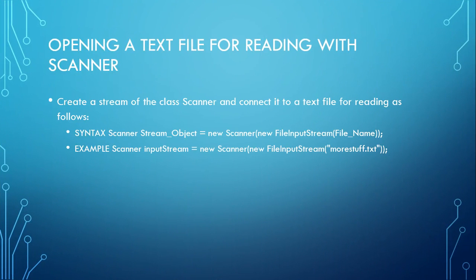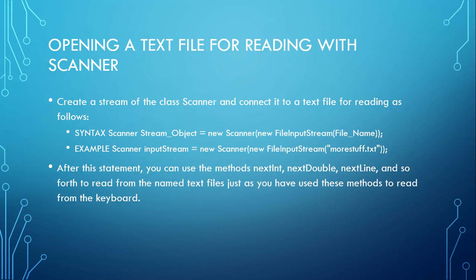If we talk about opening a text file for reading with the Scanner, what it does is create a stream of the class Scanner and connect it to a text file. The general syntax is: Scanner streamObject = new Scanner(new FileInputStream(fileName)). A quick example is Scanner inputStream = new Scanner(new FileInputStream("stuff.txt")). Generally, when we do our keyboard, we always say Scanner keyboard. A lot of times you'll see inputStream as the name of the object here, simply because it's pretty self-explanatory.